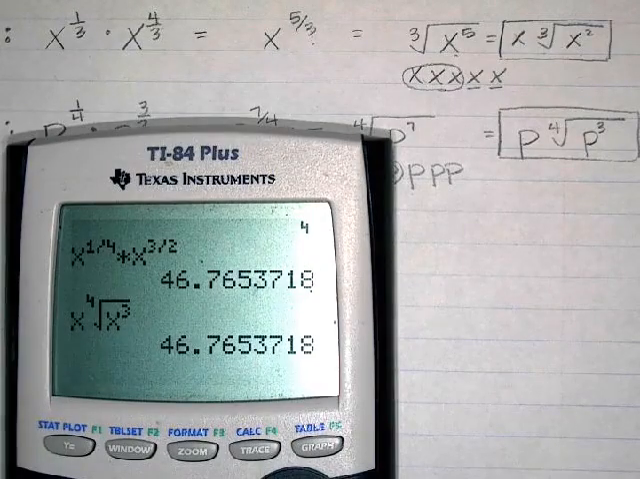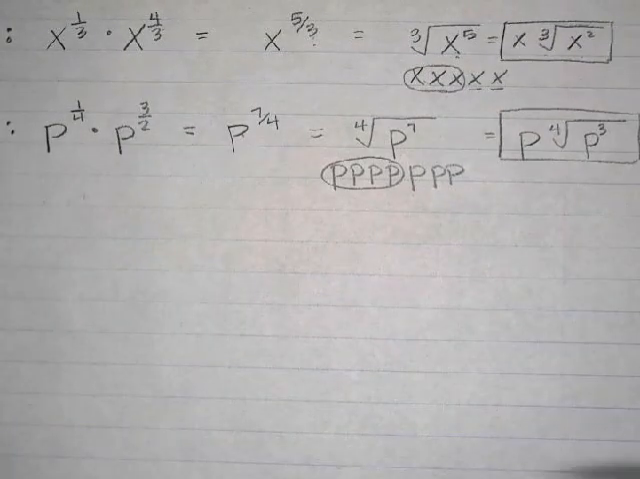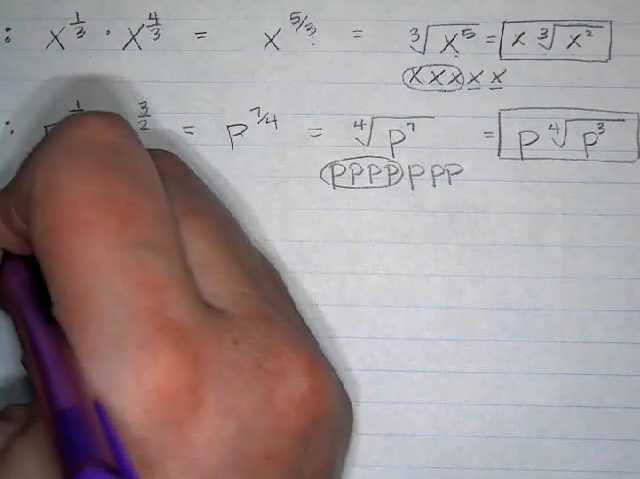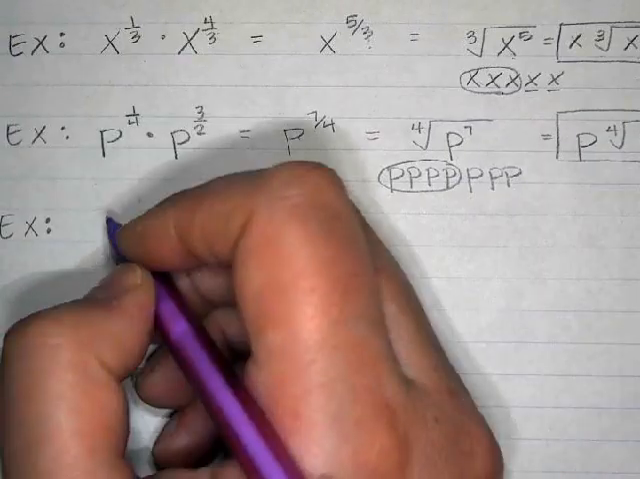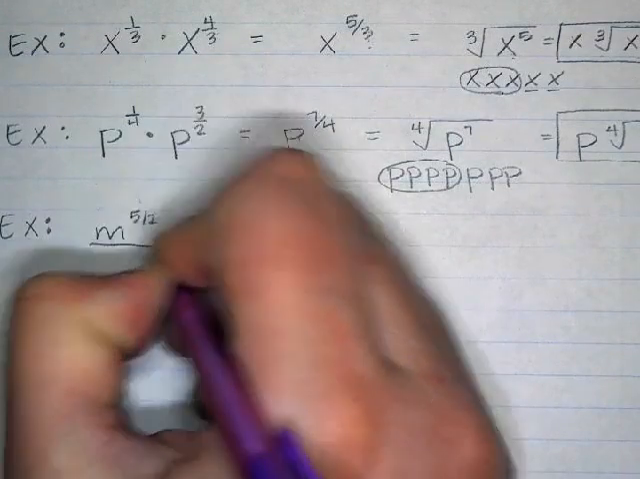Okay, you don't have to check your answer like that on every problem, but if you get to one where you're not confident in your answer, it's a good way to check it. Do you have to what? Nope. Nope. All right, next one. M to the 5/2 over m to the 7/4.